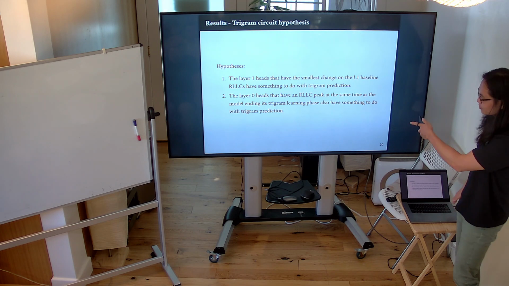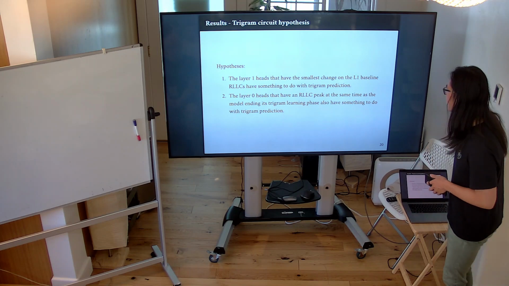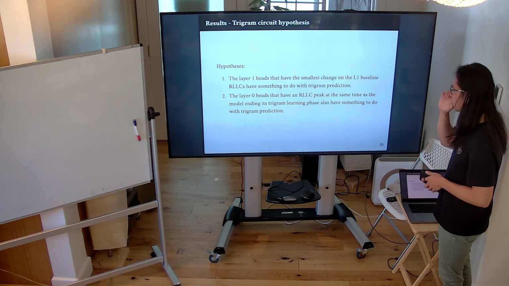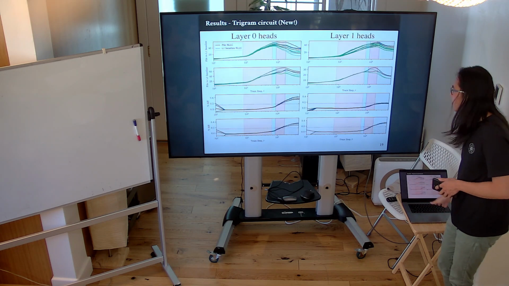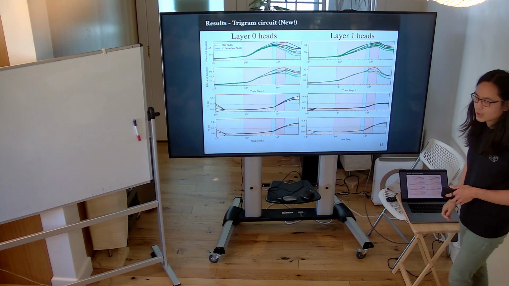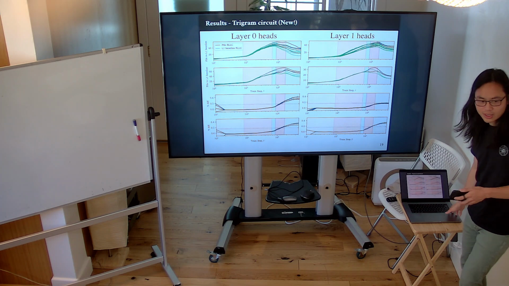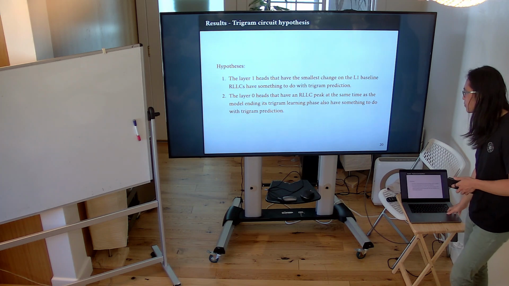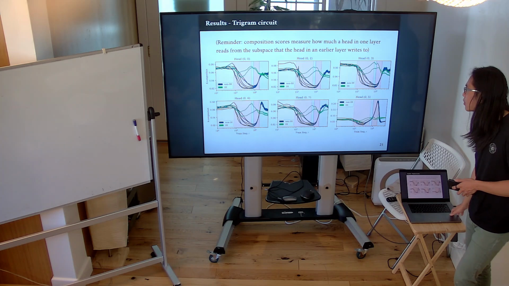Okay, so these are the two hypotheses that we walk away from just by looking at refined LLC curves. The first is the one that I just said, and the other is the idea that maybe because this has a peak that coincides with a specific time in development that we already know something about, maybe it has something to do with that development.